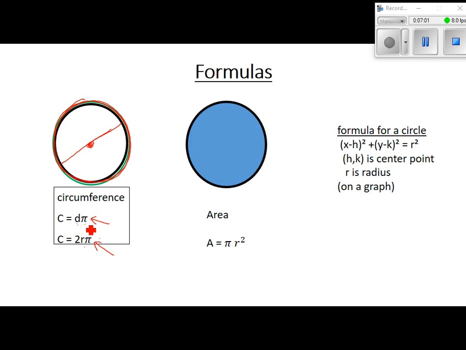It's diameter times pi, or 2 times radius times pi. Diameter equals 2 times the radius. We said that on the other page, so that's why either one of those formulas works.